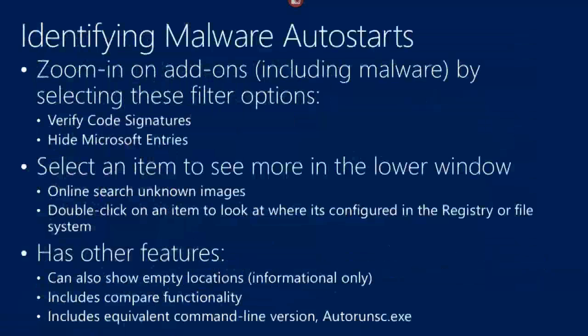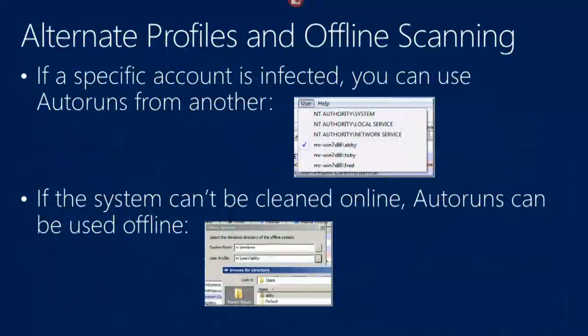And speaking of offline mode, there are some things to be aware of that I don't have time to cover with demos. AutoRuns knows how to look at other profiles on the system. So if you've got a standard user that's infected, you can log in with an admin account, point AutoRuns at their profile, you can see there's the profile menu, and scan their account for malicious software. You can also use it in offline mode. You can boot from WinPE or Windows to Go, point it at an offline registry or offline Windows installation, and it'll find the registry hives and do a scan that way. So you can clean even machines where the malware can't be dealt with while the system's active.